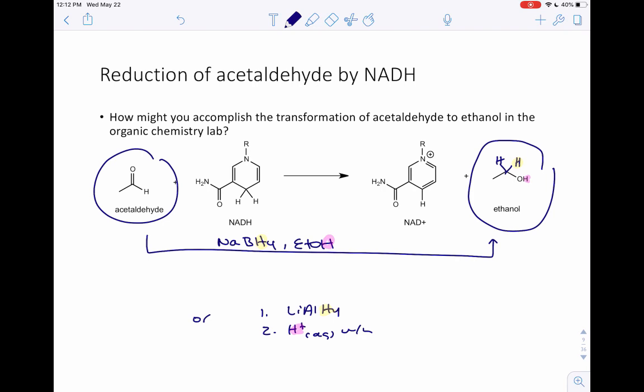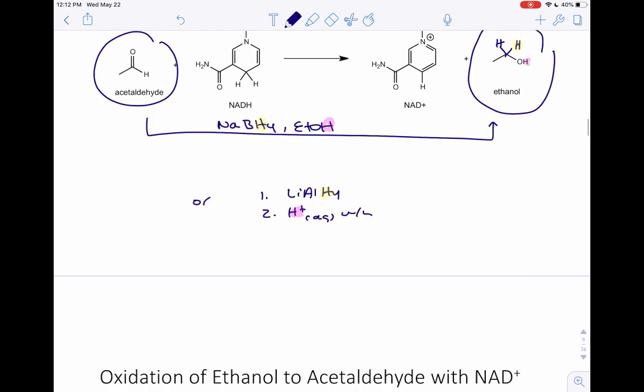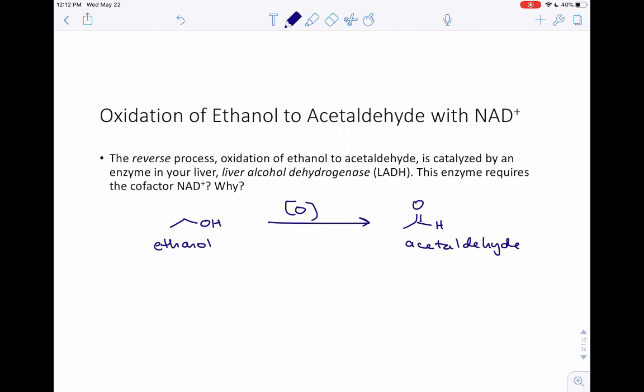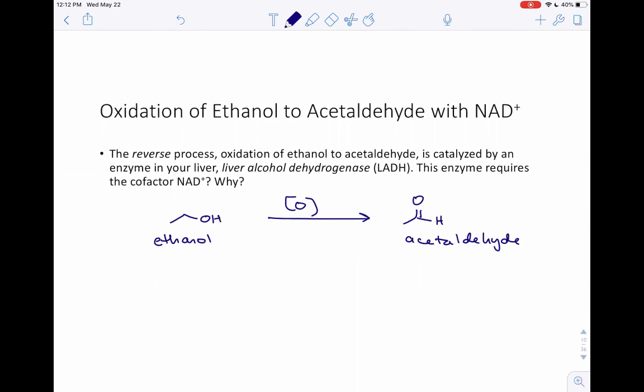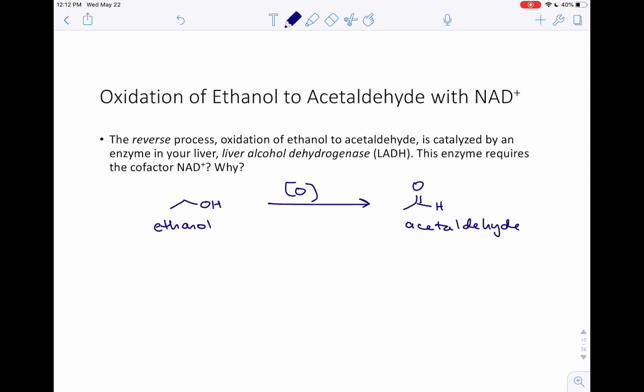Now, if you enjoy any of these fermented beverages, in your liver, the reverse process does take place. So ethanol is oxidized to acetaldehyde, catalyzed by an enzyme called liver alcohol dehydrogenase, or LADH. This enzyme requires the cofactor NAD+, which we just drew on the previous slide, and I'll draw it for you again. So why is that? Why does this enzyme require NAD+?